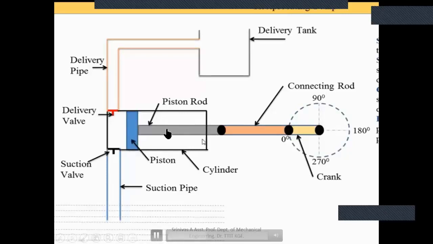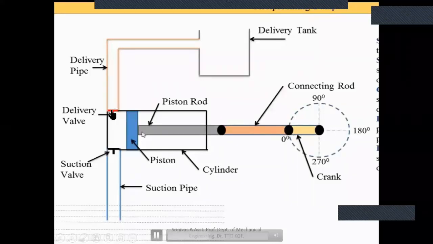Then the piston rod connects to the connecting rod. As I said, the connecting rod converts the rotational motion into reciprocating motion. And the crankshaft, I said, is where the crank is connected to the shaft. It will rotate in rotational motion, that is 360 degrees.